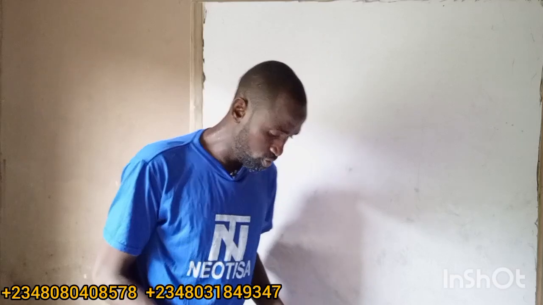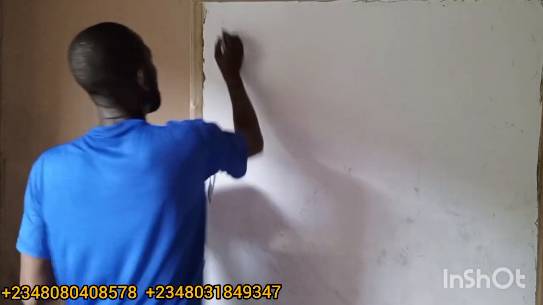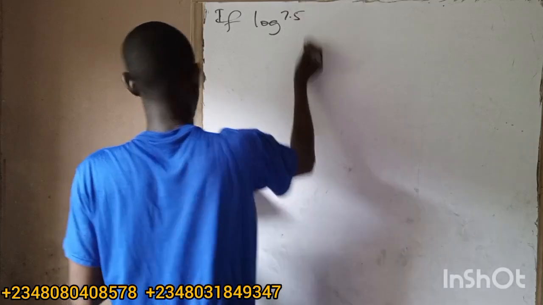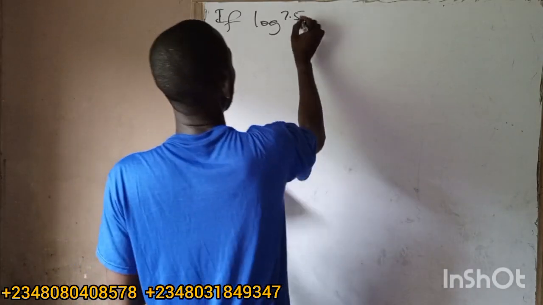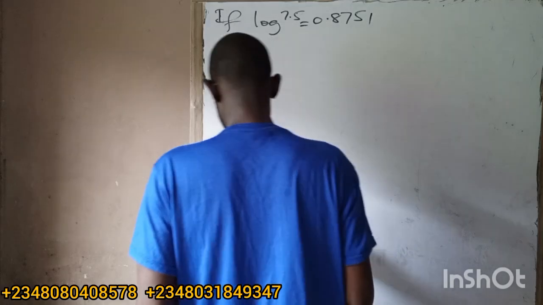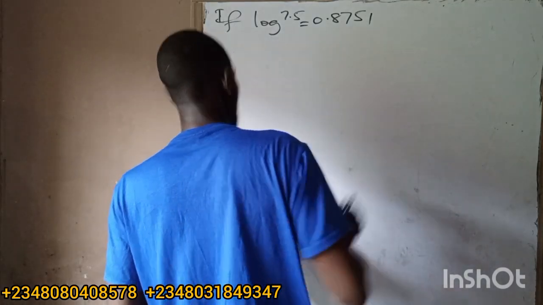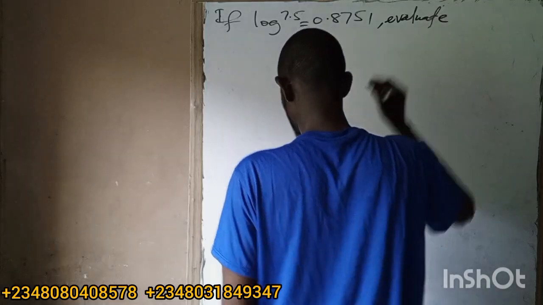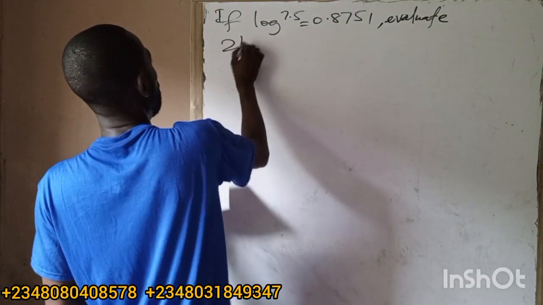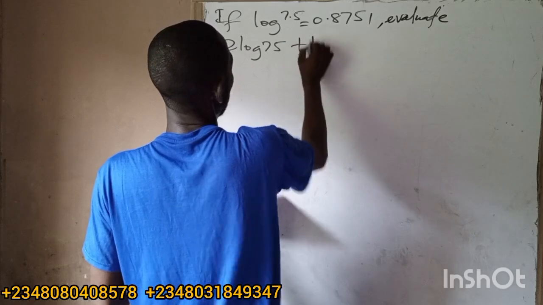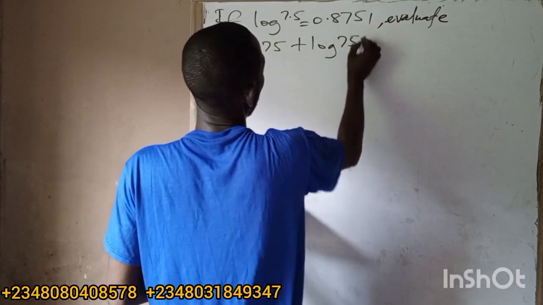Look at this question. We are given, oh, beautiful. If log 7.5 was given as 0.8751, evaluate 2 log 75 plus log 750.